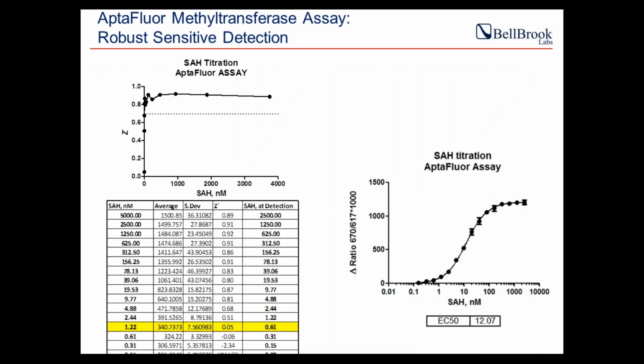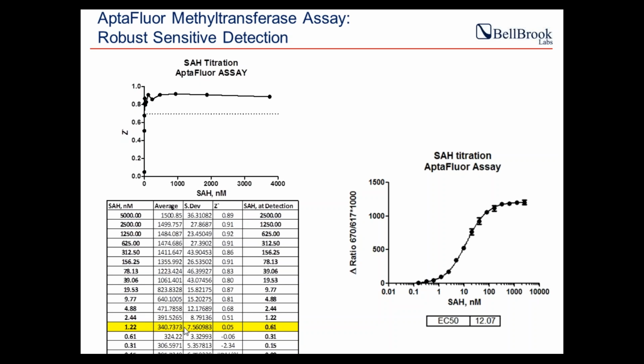So this is another example of how you can look at the assay. Here is just a titration of SAH, and I started the titration really high at 5 micromolar, as you can see all the way down. And this is in 10 microliter, and when you see in the table SAH at detection, that's at 2.5 micromolar, so in 20 microliter volume.